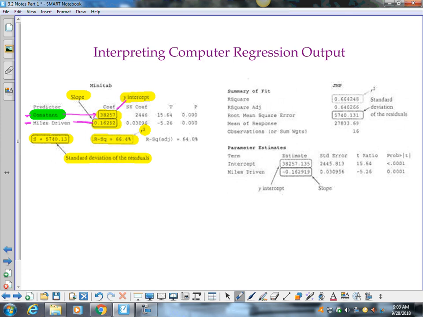So 0.16252 over 1. Okay, then this S, that's your standard deviation. R squared, that's your R squared. You don't need to worry about what anything else is. We'll get to all of this stuff, but just not in this chapter. If you know R squared, just remember that you can find R, which we'll do here in a second.